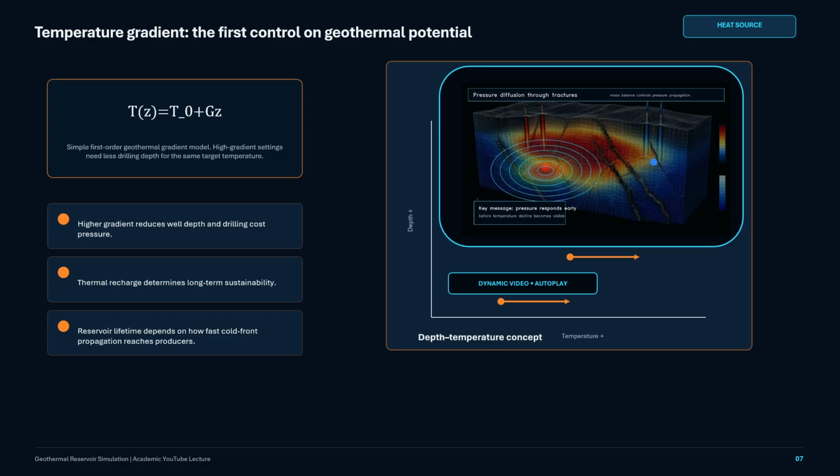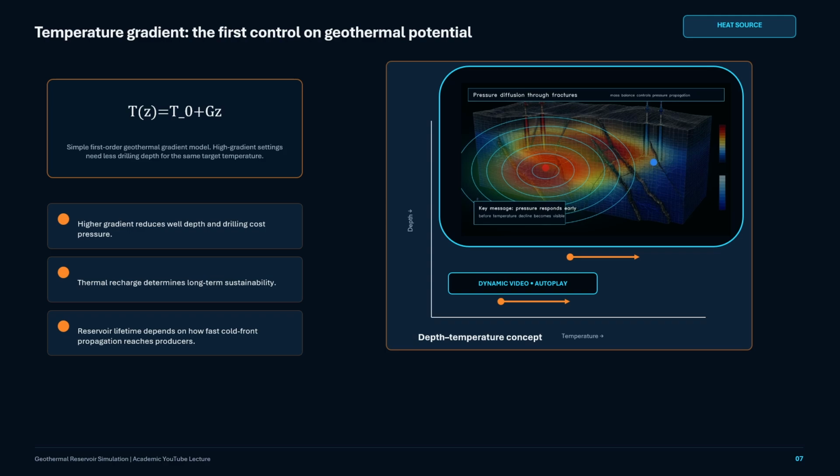Temperature gradient is the first control on geothermal potential. In the simplest form, temperature increases with depth according to the geothermal gradient. If the gradient is high, we can reach useful temperatures at shallower depth, which reduces drilling cost and risk. If the gradient is low, deeper wells may be necessary. However, gradient alone is not enough.